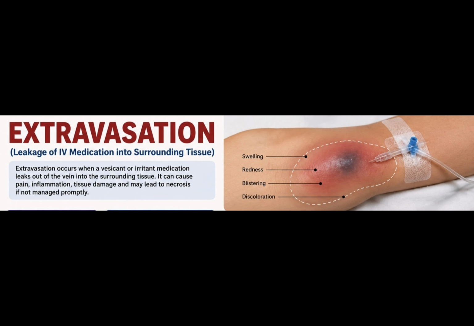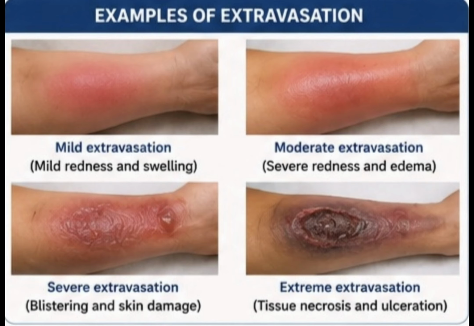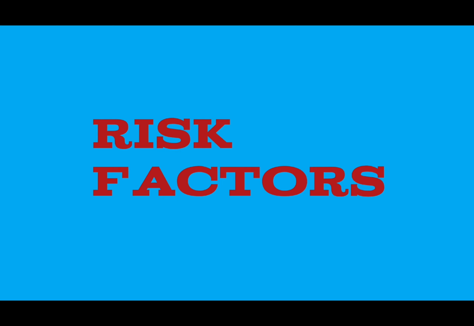Extravasation may occur due to dislodgement of the IV cannula, vein perforation during insertion, fragile or damaged veins, high pressure infusion, poor cannula stabilization, inappropriate vein selection, prolonged use of the same IV site. Risk factors. Patients at increased risk include older adults with fragile veins, infants and young children, unconscious or sedated patients, patients receiving vesicant medications, patients with poor peripheral circulation, patients who are unable to communicate pain or discomfort.